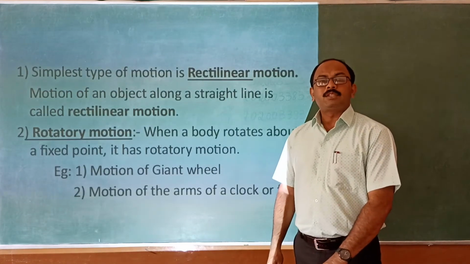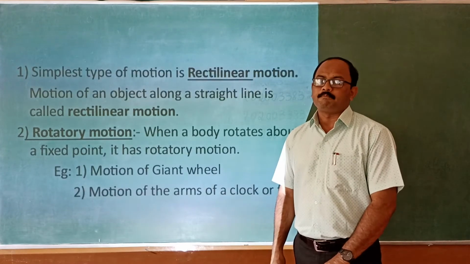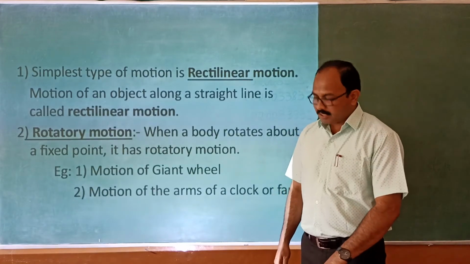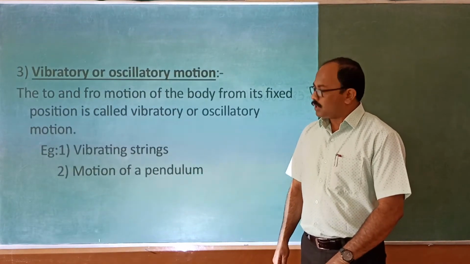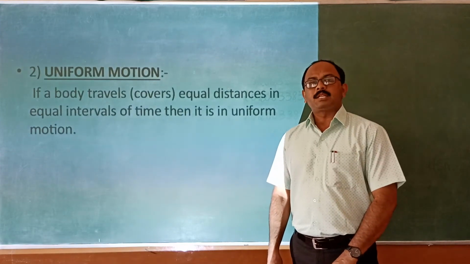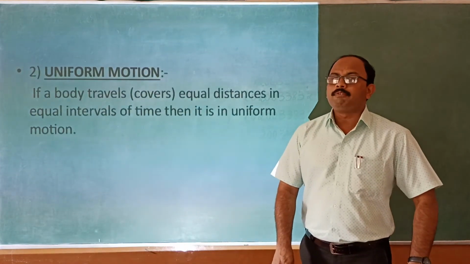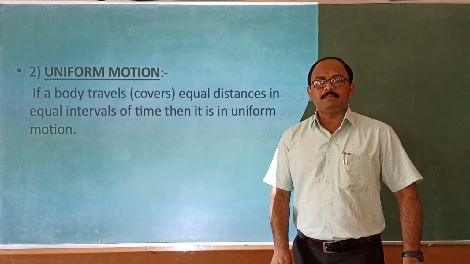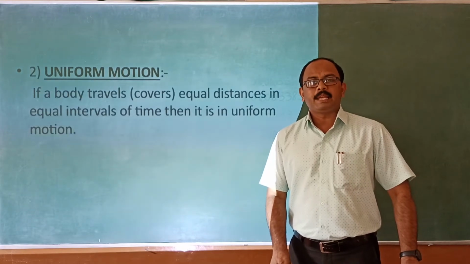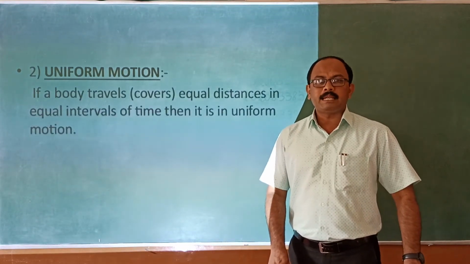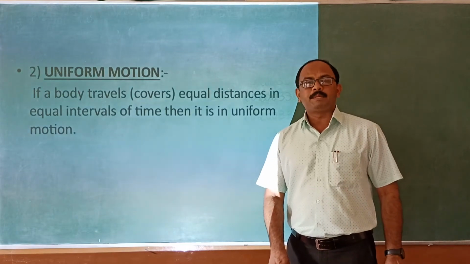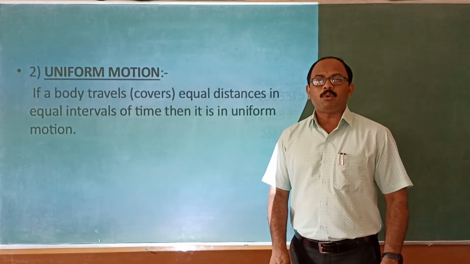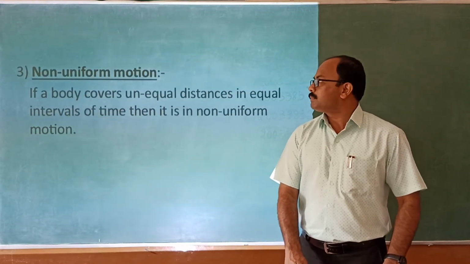Then examples for different types of motions. Examples: rectilinear, vibratory, rotatory, oscillatory motion, etc. Then uniform and non-uniform motion. Uniform motion: if an object covers equal distances in equal intervals of time, then we say it is in uniform motion. If an object covers unequal distances in equal intervals of time, then we call that non-uniform motion.